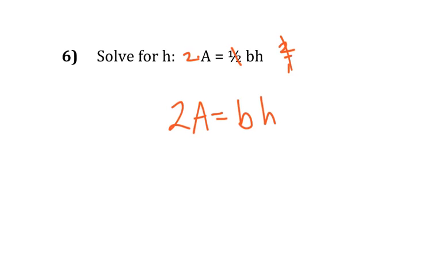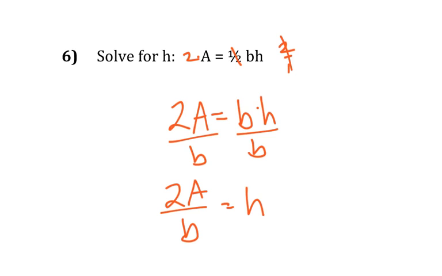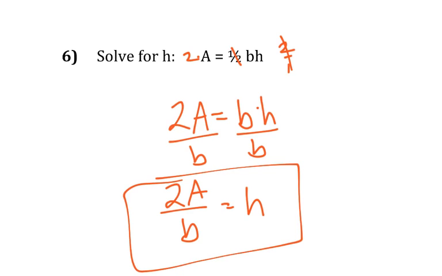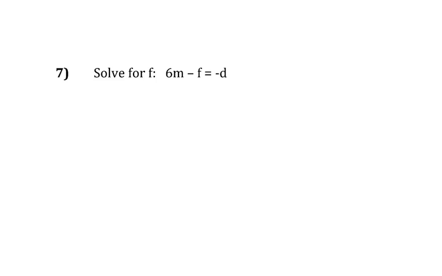Now I'm trying to get h by itself, so it says b times h. So I'm going to divide by b. So 2a divided by b is equal to h, and that's my answer. So like I said, I promise you're going to see that again, so make sure you know how to deal with that equation. Number 7, solve for f.